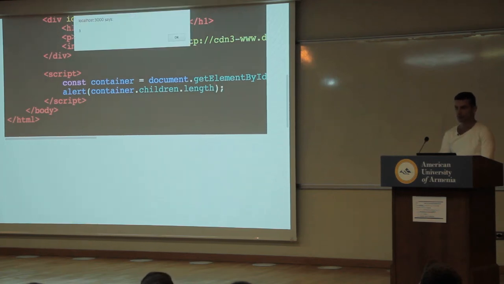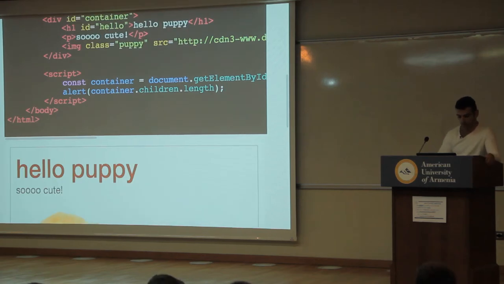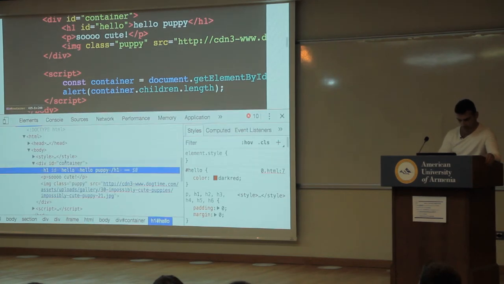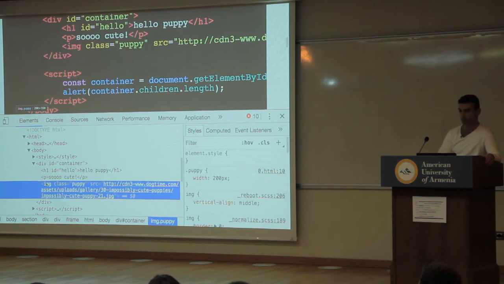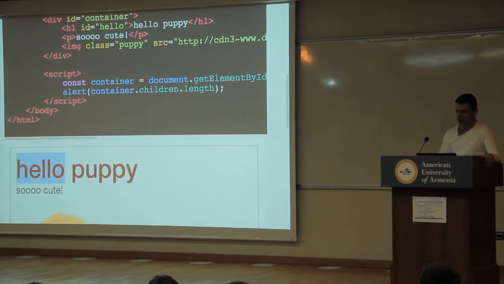It has three children. See? Three. Why? Well, let's look. Let's inspect element again. Look, this is the div. It has an H1, it has a P, and it has an image. Three children. Makes sense. So children is this interesting structure that has a length attached to it.